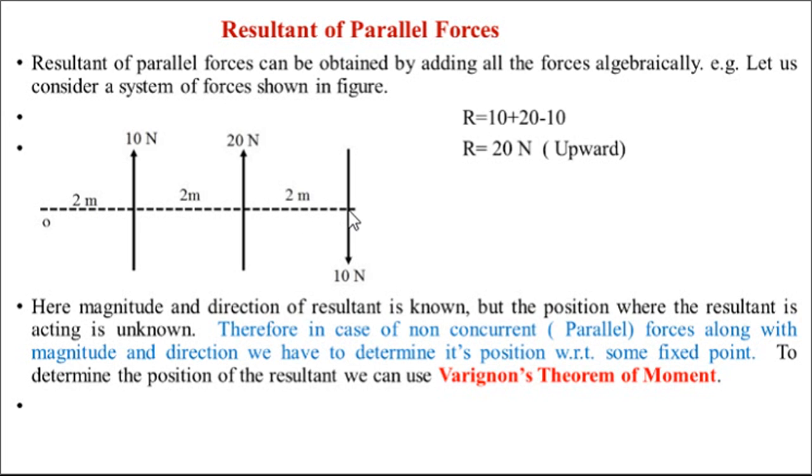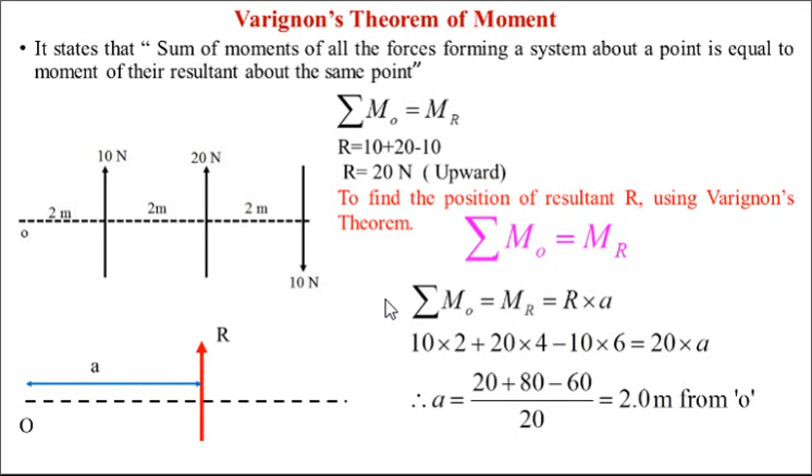Okay, so Varignon's theorem of moment is a simple theorem. Whatever the moment of these three forces will be at point O, that should be equated to the moment of the resultant about the same point. Okay, so moment of all the forces in the system about any point. Suppose I am taking moment of this 10, 20, 10 about O, whatever the moment of these three will be, that moment must be equal to the moment of their resultant about the same point. Okay, so however you do it, it will be the same, the resultant of the three forces will be the same.